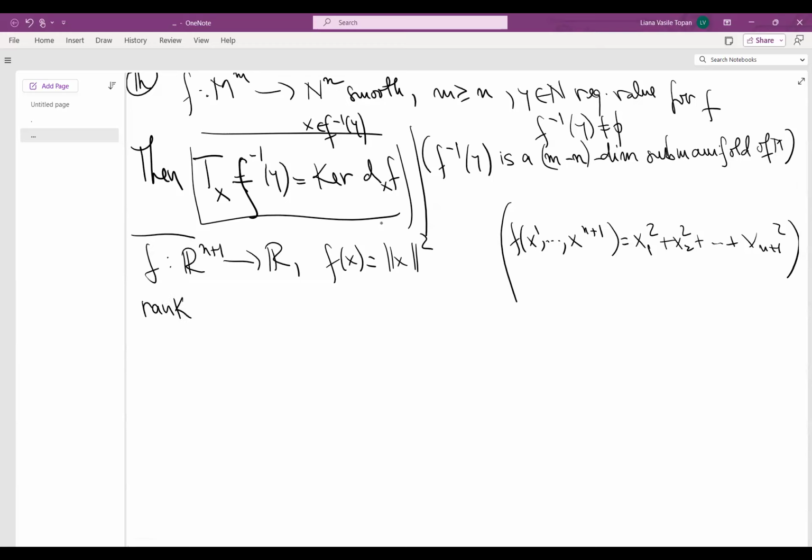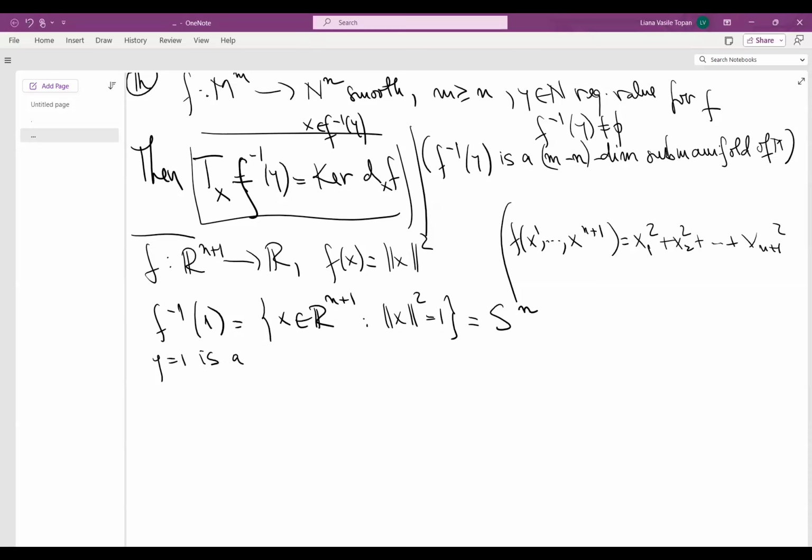So what is the rank of f? Let me do it like this: what is f inverse of 1? This contains all the points in R^(n+1) for which f of x is 1, so for which the norm of x squared is 1, and this is simply the n-dimensional sphere, right? We did show that 1 is a regular value.